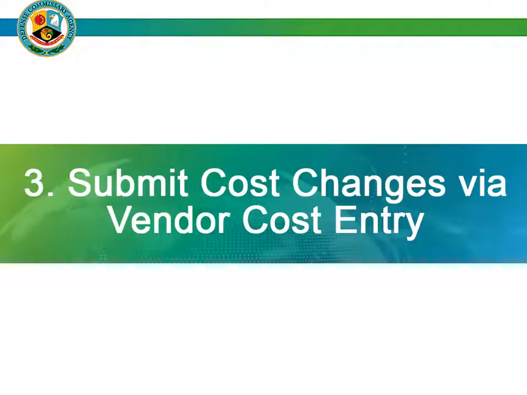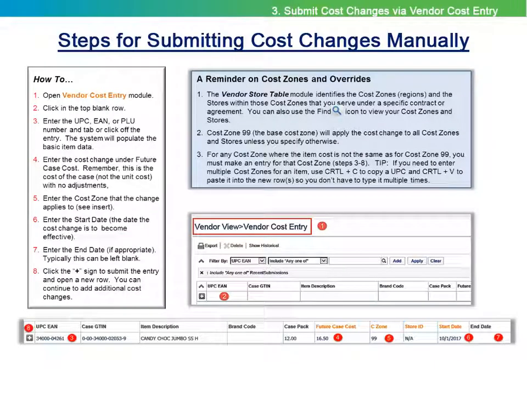Submit cost changes via the Vendor Cost Entry. You can use the Vendor Cost Entry module to submit cost changes for a limited number of items instead of importing a spreadsheet. 1. First, open the Vendor Cost Entry module. 2. Click in the top blank row. 3. Enter the UPC, EAN, or PLU number and tab or click off the entry. The system will populate the basic item data.